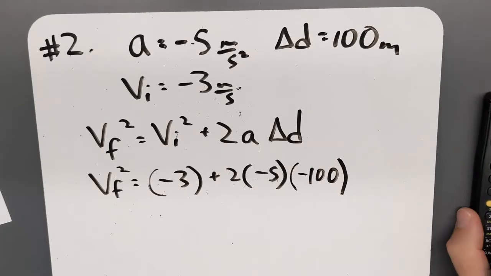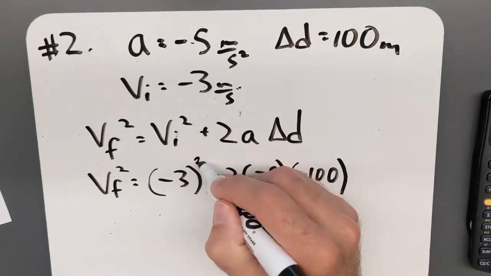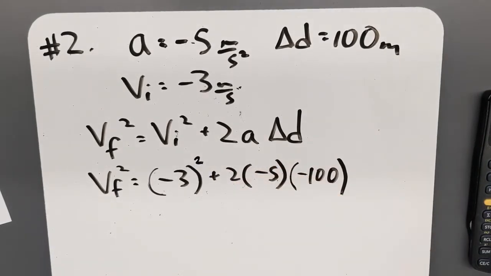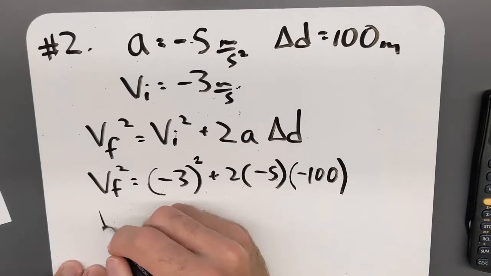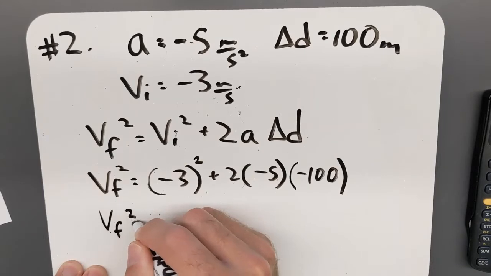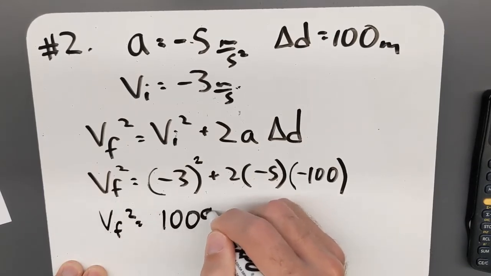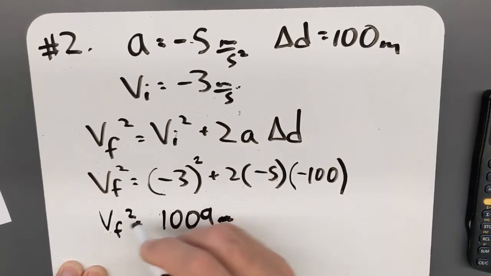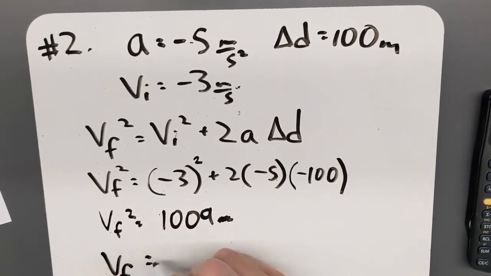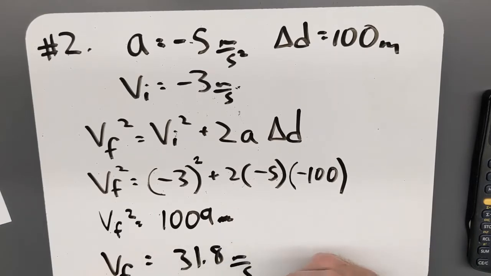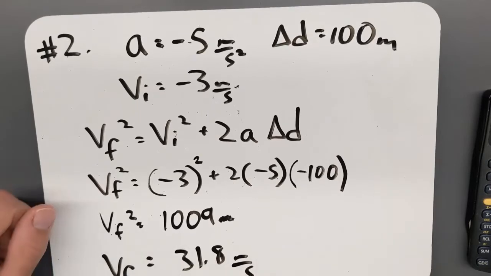Once we have that, we can go to our calculator. By the way, this is squared too. We have -3 squared plus 2 times -5 times -100, and we have VF squared equals 1009. And then we take the square root of each side, and that's going to give us 31.8 meters per second. Now, it's asking for the car's final velocity.